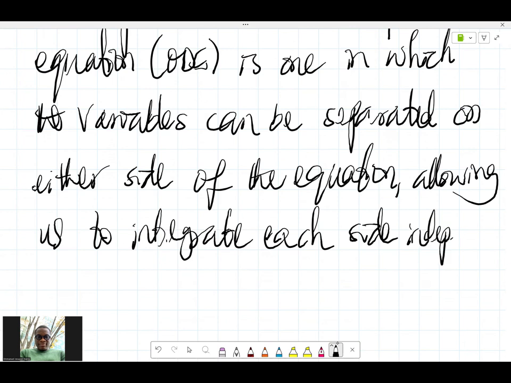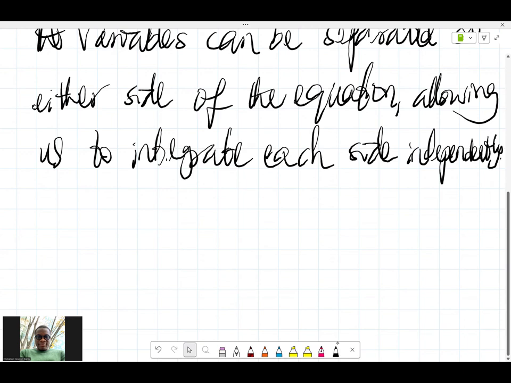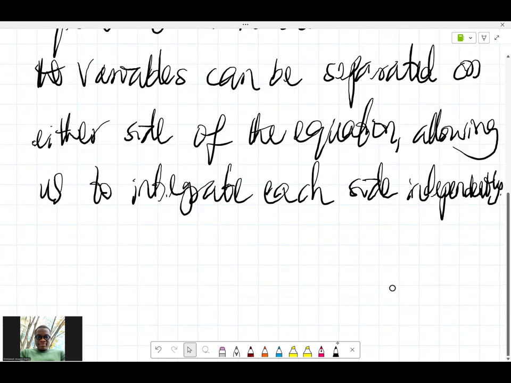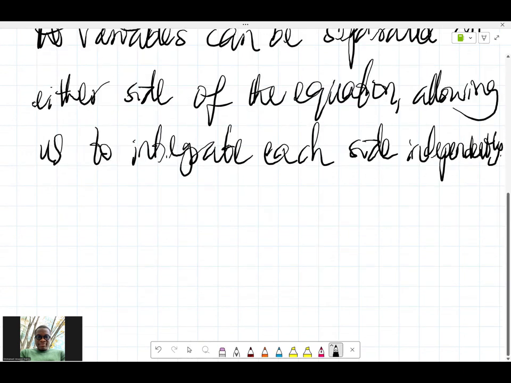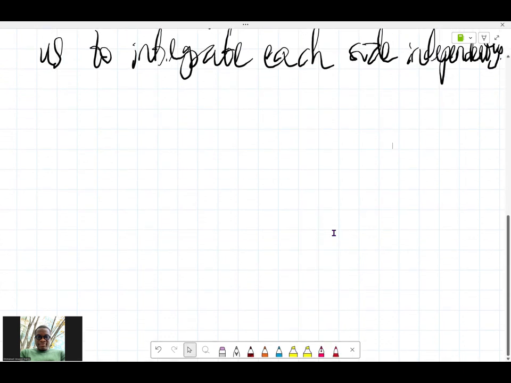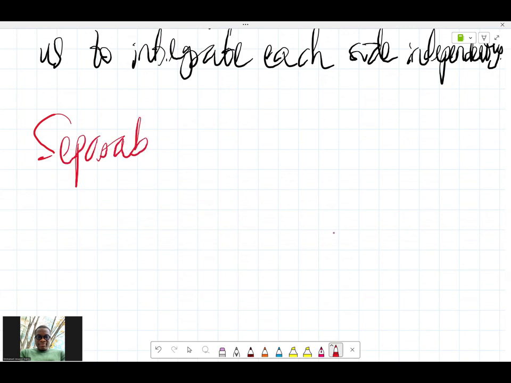So if you're dealing with y as a function of x, we can separate all the y's together and all the x's together and integrate to get our solution. Okay, so after then, we can talk about what we can call the separable form. What does it look like generally?